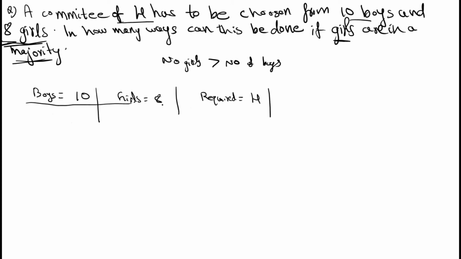Write the possibilities. Suppose you are taking 4 girls, then what about boys? Boys is equal to 0. Now see, girls in majority. Second case, I'm taking 3 girls. If you take 3 girls, then how many boys required? Only 1 boy. And suppose you are taking 2 girls, then you need to take 2 boys. But here number of boys is equal to number of girls, right? But what's the question? Girls in majority.